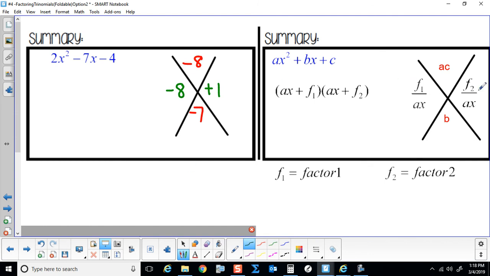Once we have the factors, f1 and f2, we're going to divide them by ax, which is 2x. And then we're going to reduce if we can. So this is negative 4 over x. And this one can't be reduced. So now we can write our factors. We're going to write ax plus f1. So one factor is going to be x minus 4, and the other factor is going to be 2x plus 1.